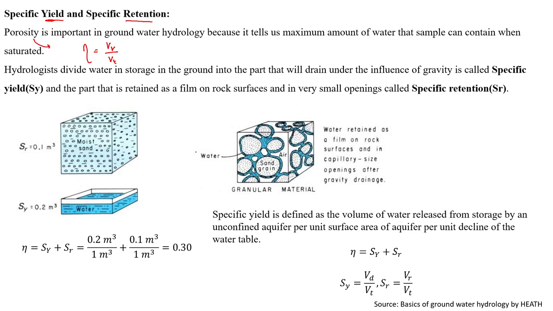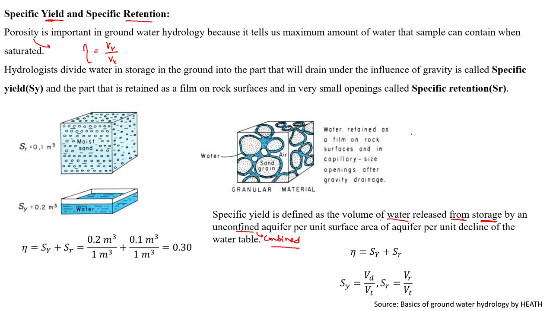So what is specific yield? Specific yield is defined as the volume of water released from storage by an unconfined aquifer. It can be confined as well as unconfined. From the book I have taken, it is written as unconfined, but it is valid for both. Per unit surface area of aquifer per unit decline of the water table.